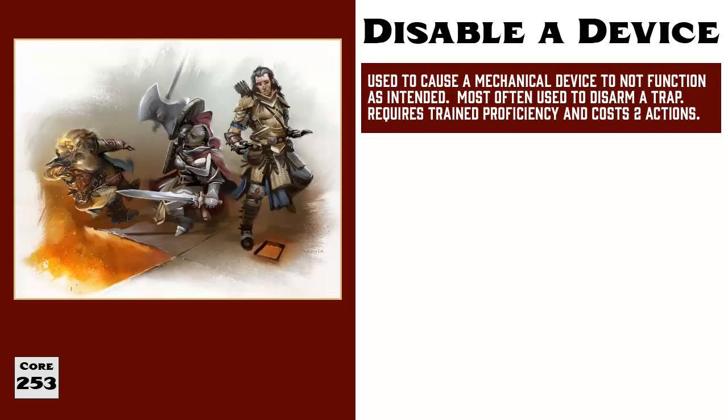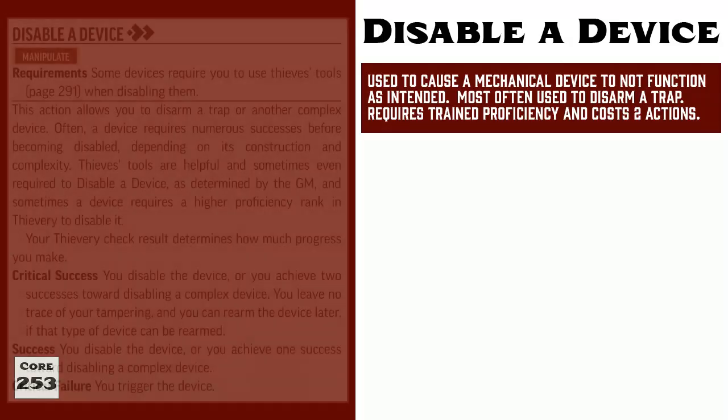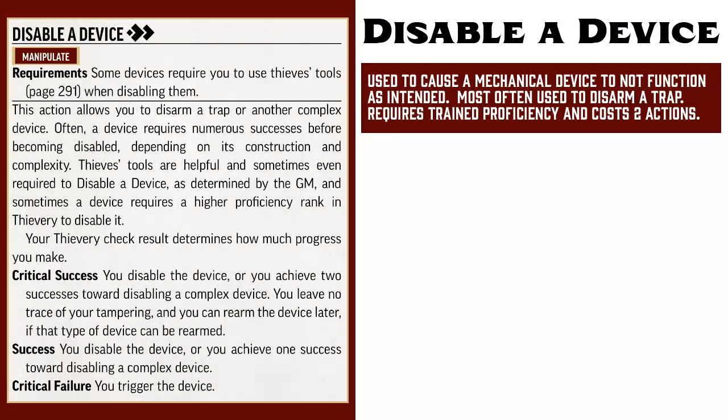The third thievery action is called Disable a Device. As the name implies, this action is used when a character wishes to manipulate a piece of machinery in such a way that it no longer functions as intended. The most common use of disable a device is disarming traps. Most uses of disable a device require the use of thieves' tools. This requires trained proficiency and costs 2 actions.